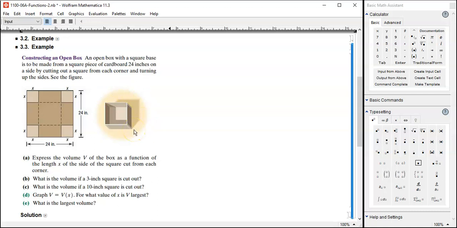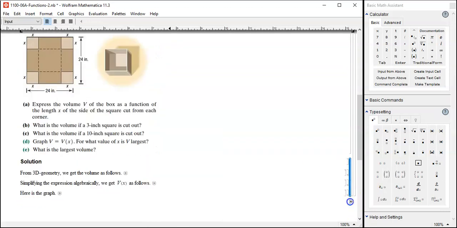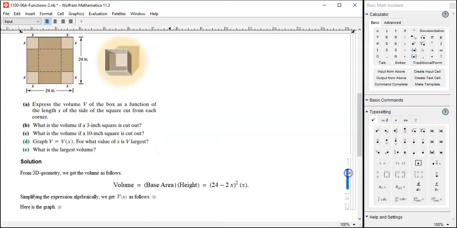Base area times height. And base area is going to be the area of the square down here in the center. And then these are 4 sides. So if you fold those up, the height will be x. Do you see that? So this distance is x. All those distances are x. So fold it up. Then the height will be x. So what is the volume? Okay, here's the answer.